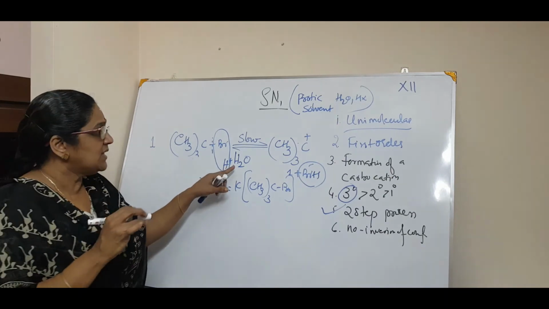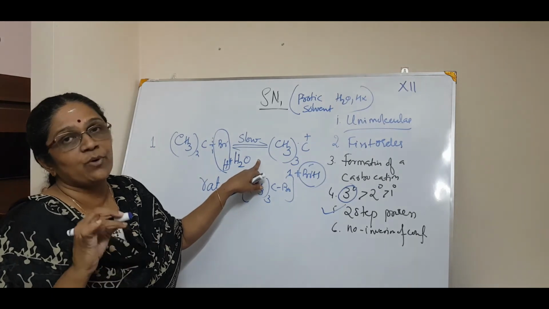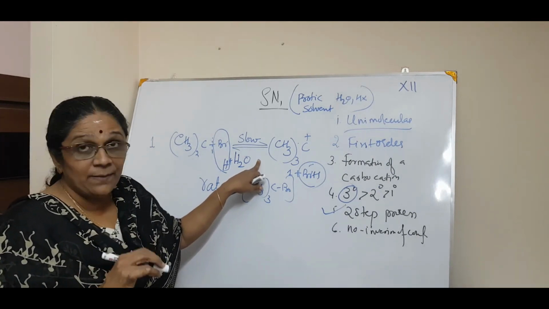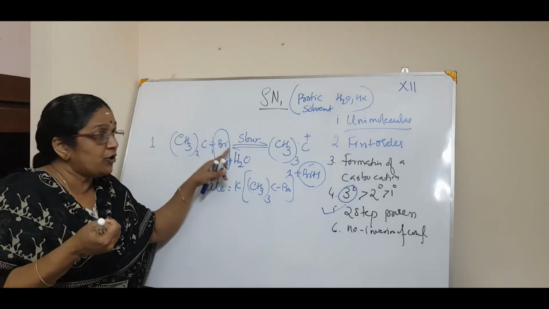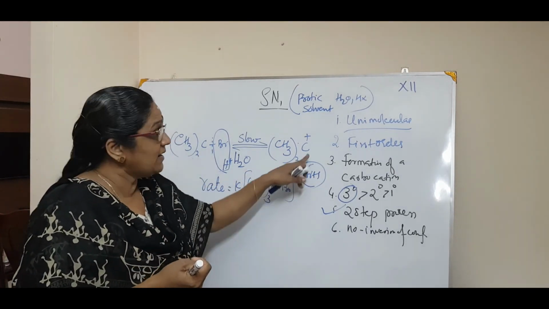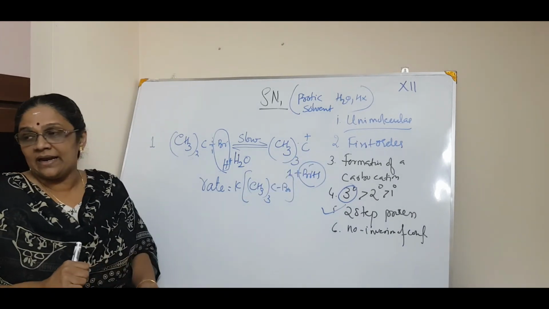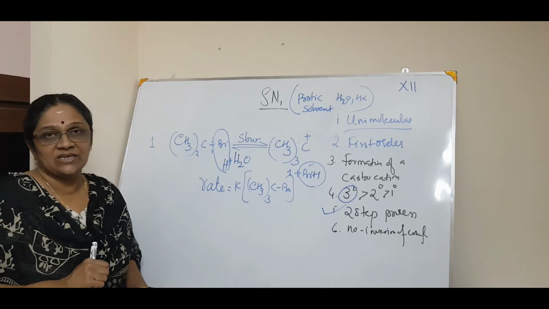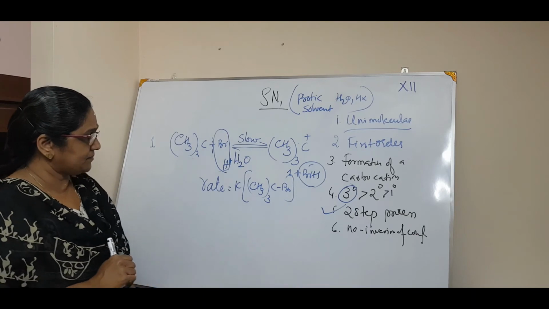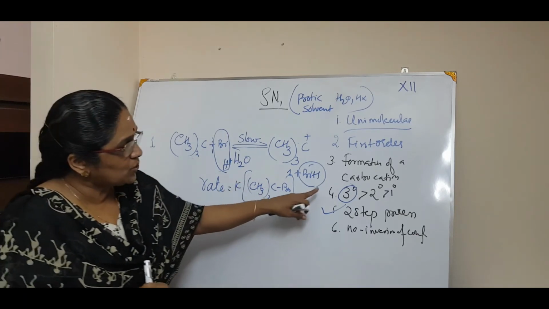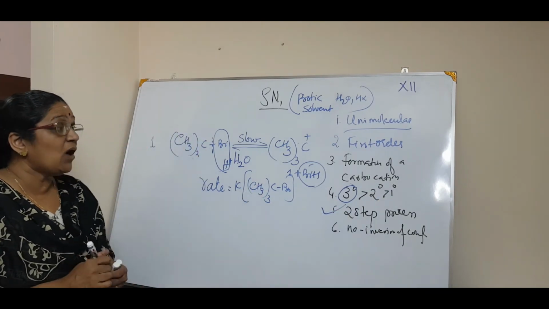So keep in mind, this SN1 mechanism happens only in a protic solvent. Why? Because in the protic solvent, the H plus will abstract the halide ion to form the corresponding HX, and readily you will get a carbocation. Okay, so that is the importance of this protic solvent. Now, as I already told you, tertiary greater than secondary greater than primary. Now what is the second step?